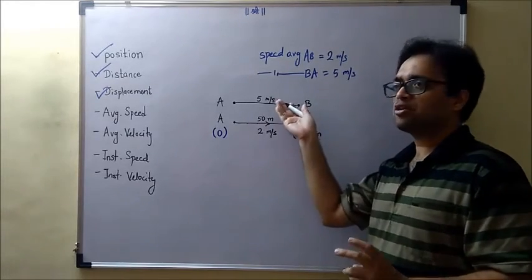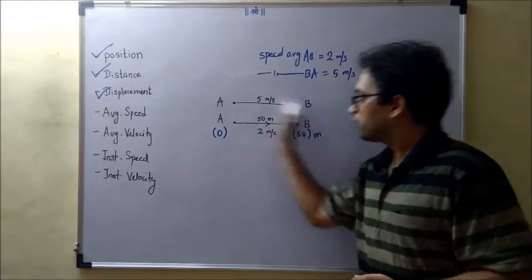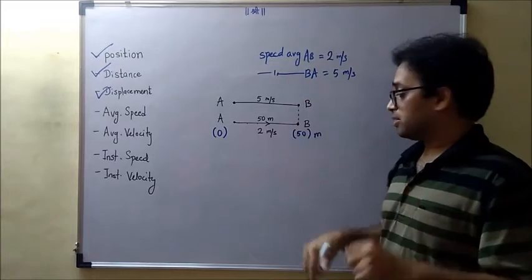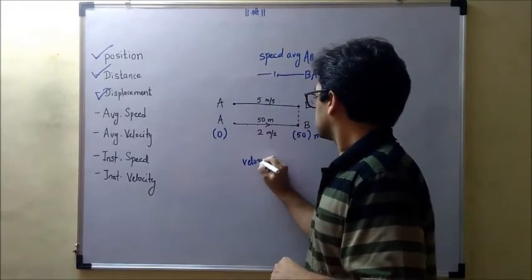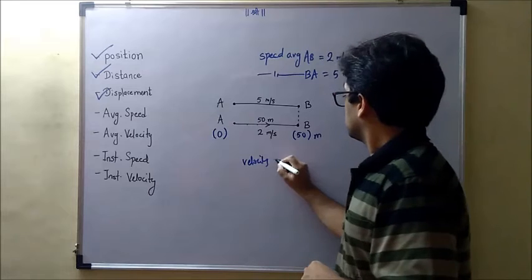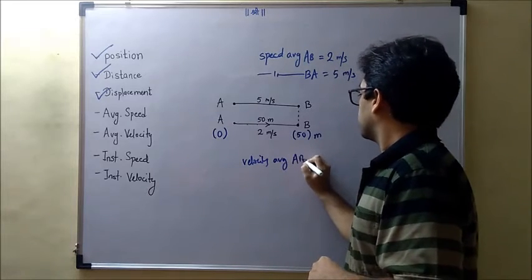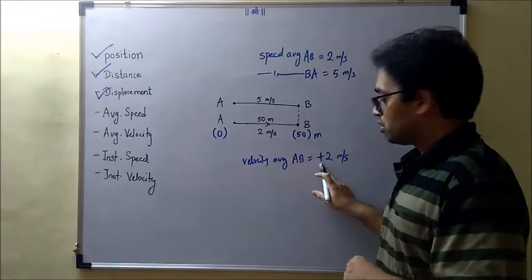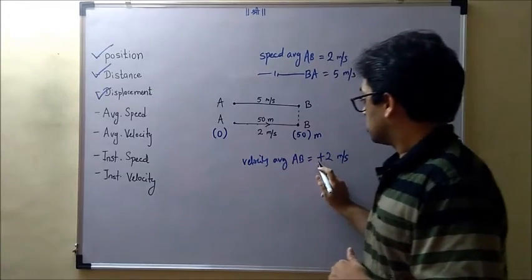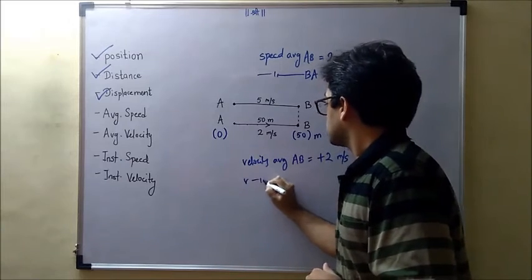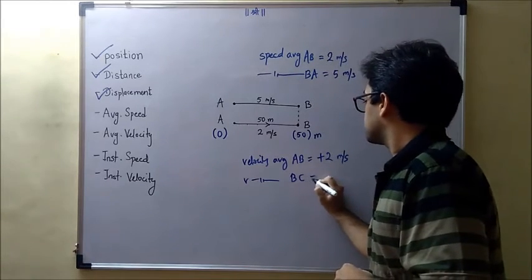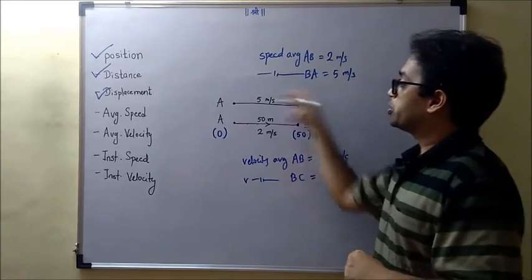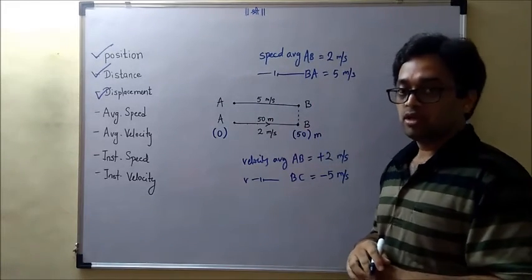You will just specify how fast you are moving. You are moving with 5 meters per second. It does not matter which direction you are moving. But the average velocity of section AB will be +2 meters per second. I am purposely denoting this plus sign because the average velocity of section BC is going to be -5 meters per second, because velocity should denote the direction in which you are moving.